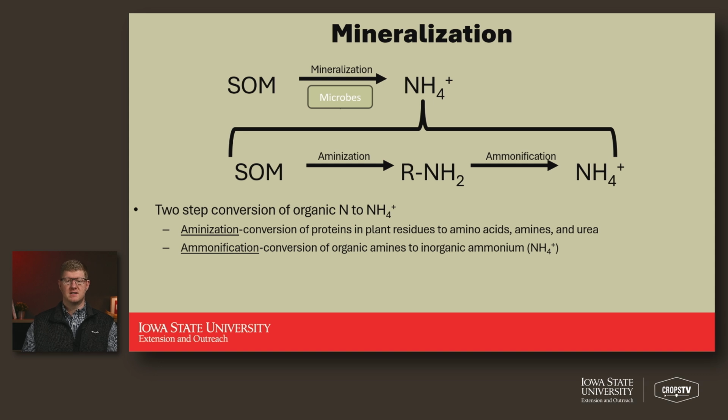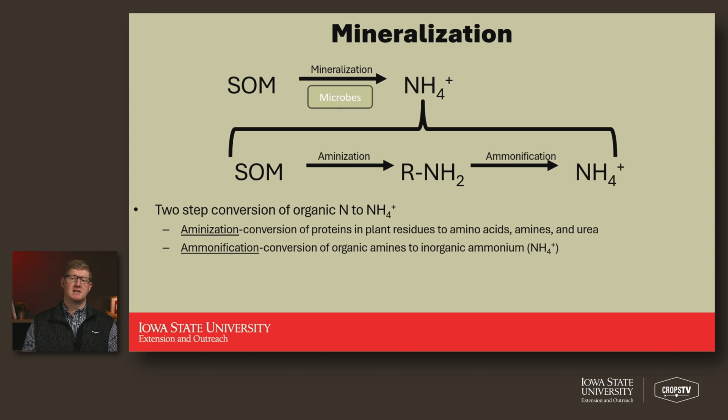So the first process that I want to talk about today is called mineralization. To put this really simply, this is when we transition from organic nitrogen to plant available nitrogen. So you'll see there at the top, the simple version of it is I've indicated soil organic matter being mineralized by microbes, with the end product being ammonium, which is a plant available form of nitrogen. It's the NH4 plus version of plant available nitrogen, so the positively charged inorganic nitrogen ion.